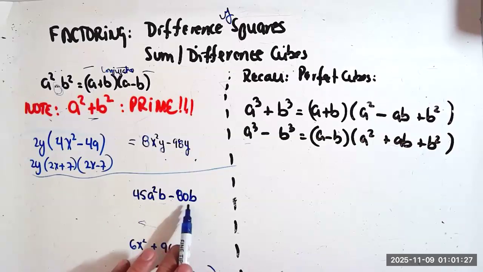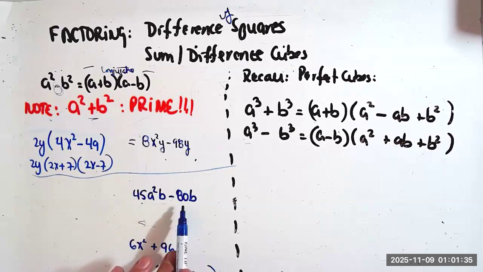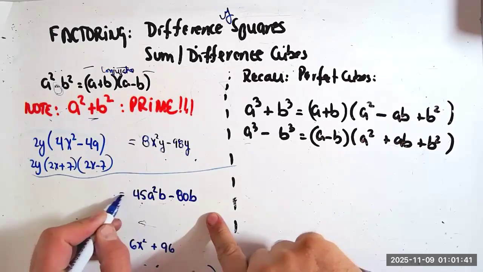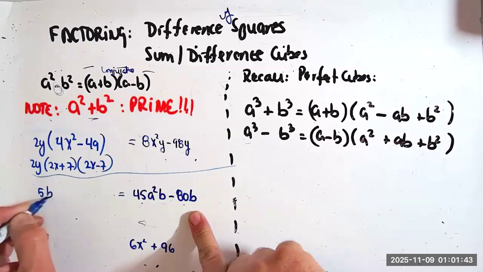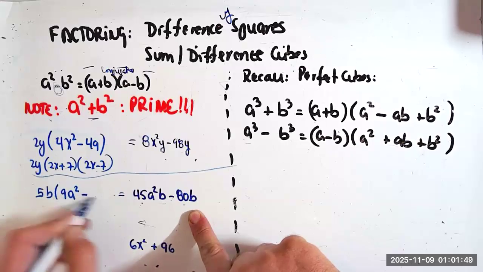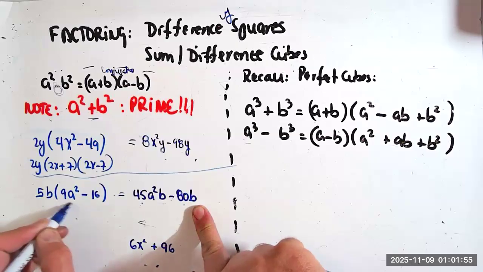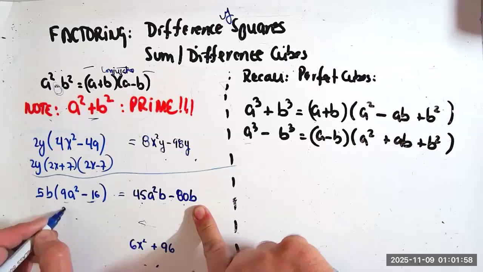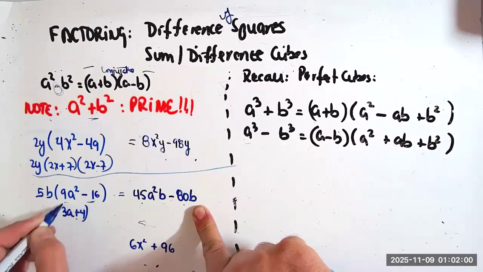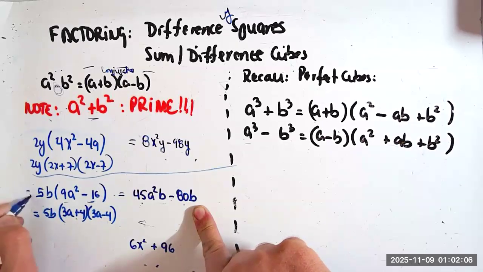45a squared b minus 80b. B is a common factor, but also 5. 5 times 9 is 45. 5 times 16 is 80. So if I factor out the 5b, I end up with 9a squared minus 16. The b went out. So this will be, of course, 3a plus 4, 3a minus 4. And don't forget the 5b.